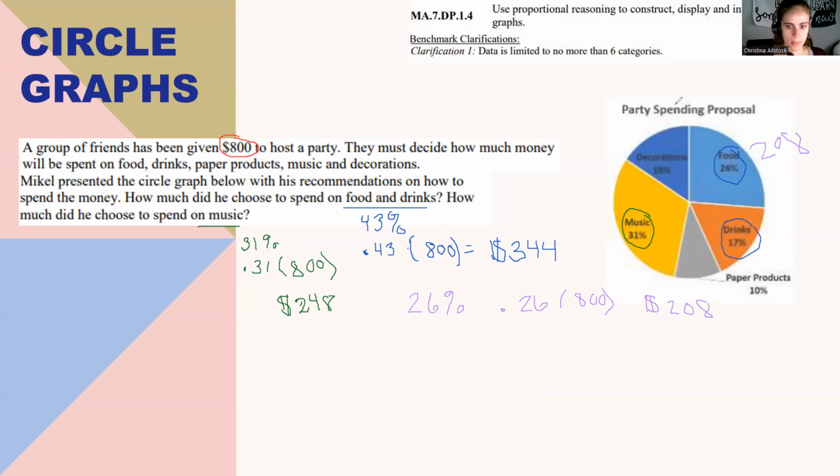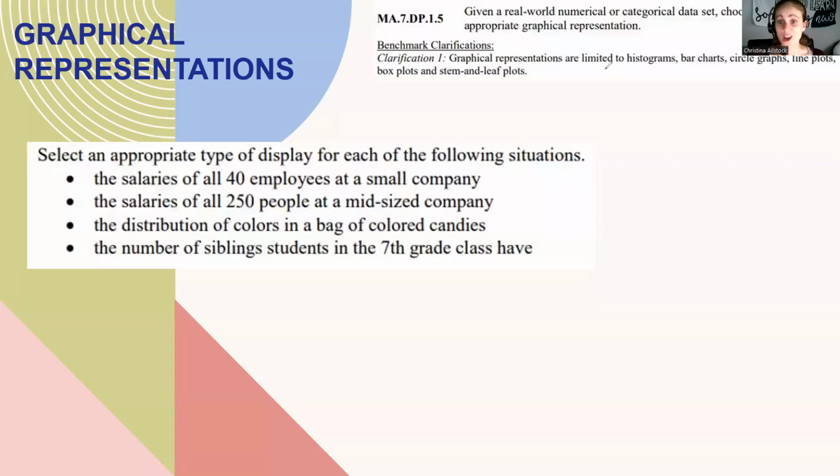on food. And then if we go down to drinks, that was 17%, which is 0.17, and we multiply that by his budget of 800. And we see that he's wanting to spend $136. So if you did those separately, now you have those answers as well to double check. All right, let's move on to other types of graphical representations.